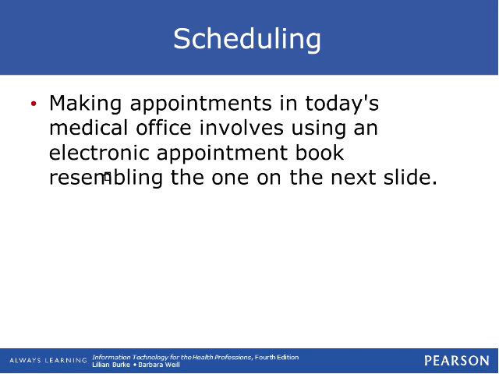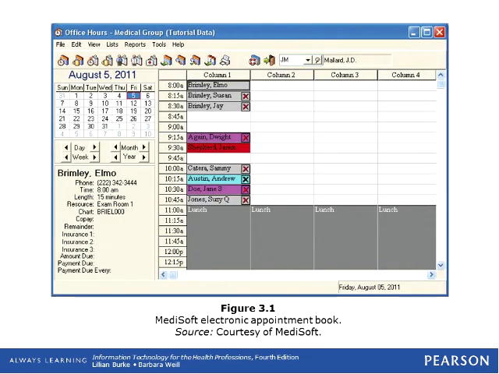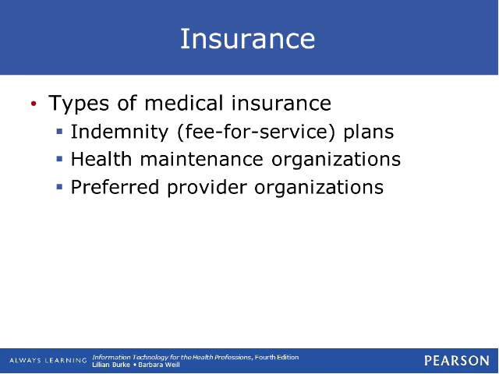We have our scheduling area, which makes appointments. In today's medical office, it involves an electronic appointment book, which resembles the one on the next slide. But the issue is we have to schedule the patient, but we also have to have the schedule of the providers of care and also the staff. So it helps put all that together. This is a good look at that scheduling mechanism. But this would be, let's say, scheduling for a given doctor or provider of care. So he or she would see those patients within that time frame, depending on how they're scheduled.